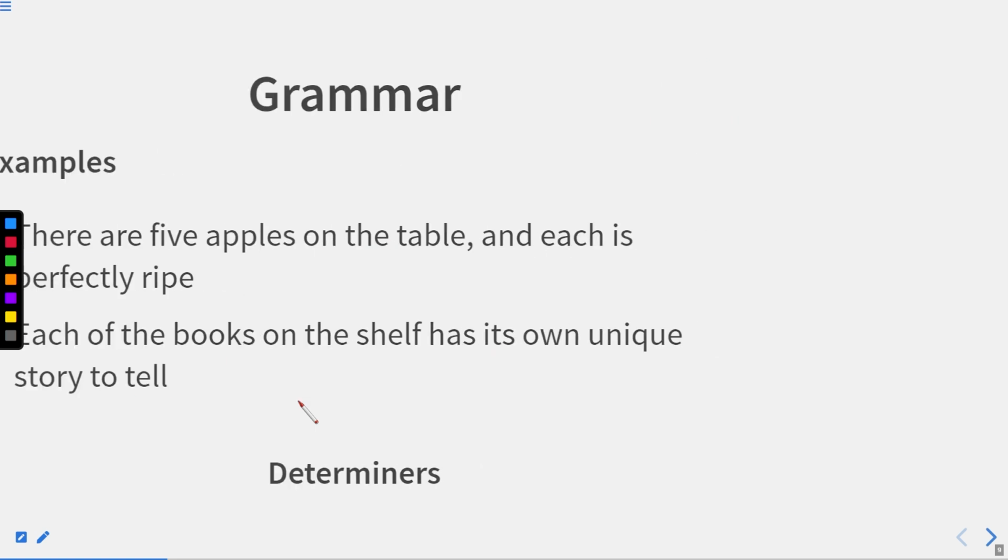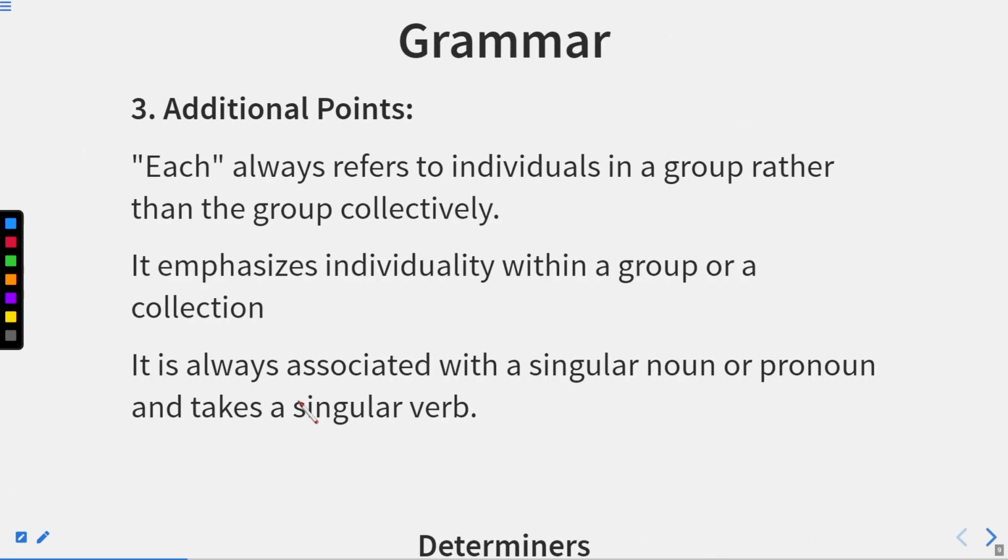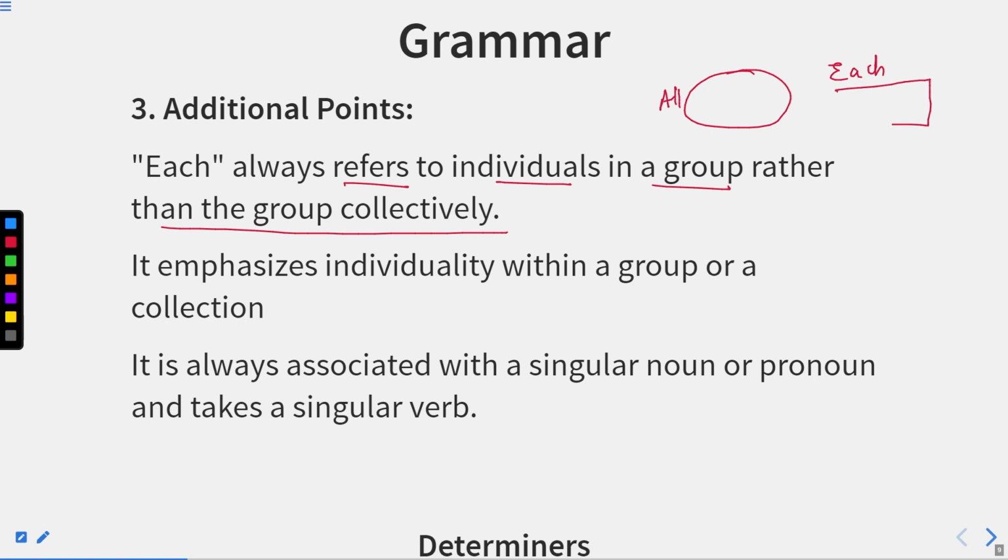Now let us move forward. Additional points. Now we'll read some additional points about the word each. Each always refers to individuals in a group rather than the group collectively. So if we talk about all, we consider all the members of the group collectively. But with each, the difference is that it talks about each and every individual.